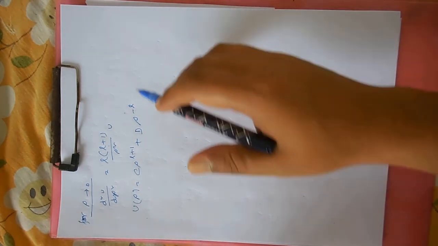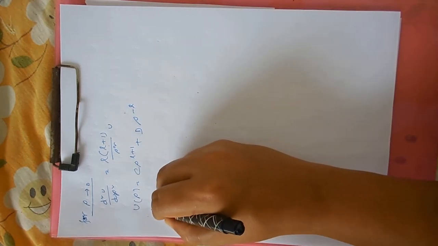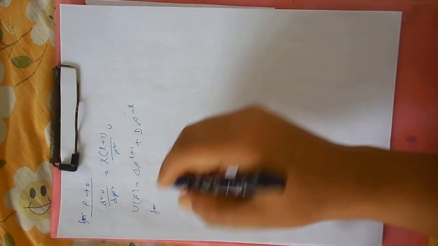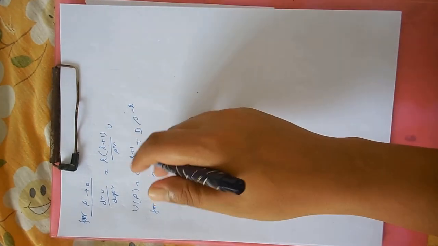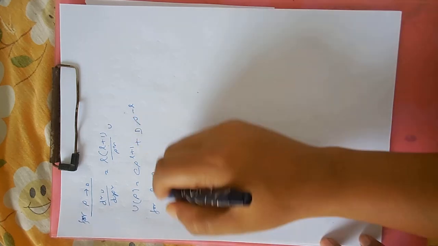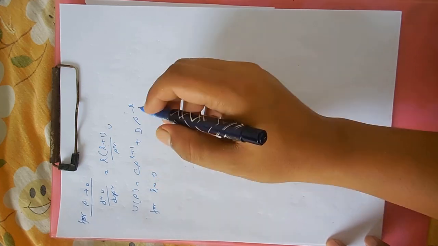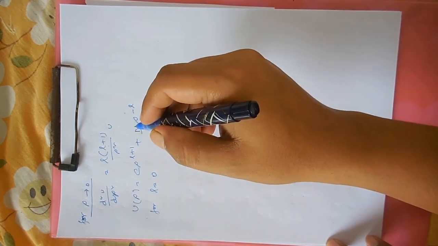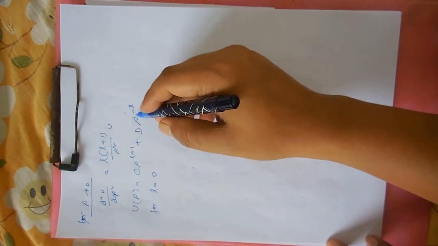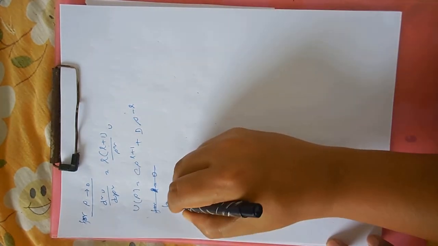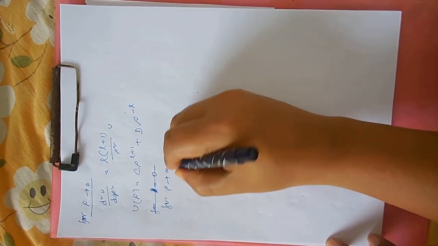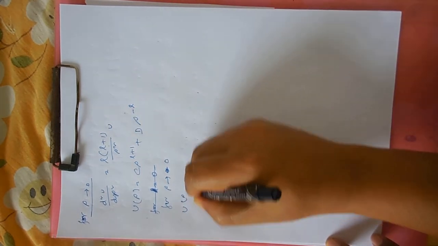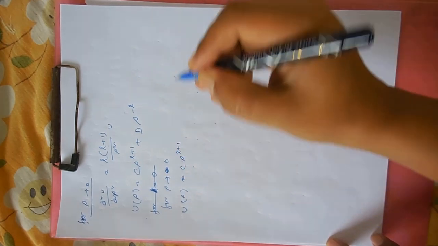Here also, for L equals to 0, for rho tending to 0, that term will blow up because of the 1 by rho term. So we will be left with only C rho to the power L plus 1, fine.